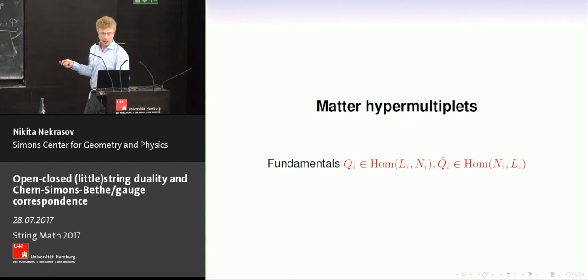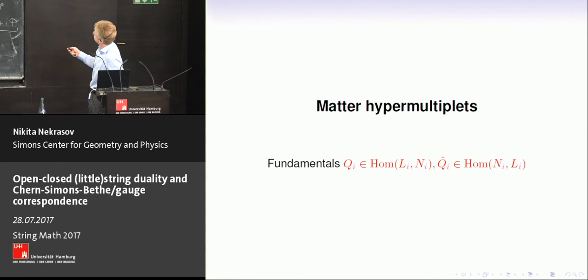And then as matter multiplets, we will take fundamental hypermultiplets, which split as fundamental and anti-fundamental chiral multiplets in N=2 language. So they are valued in the space of Homs between some fixed vector spaces L_i attached to the vertices and the color vector spaces N_i, where the gauge group acts. And so you have Q and Q tilde, they take values in dual vector spaces.